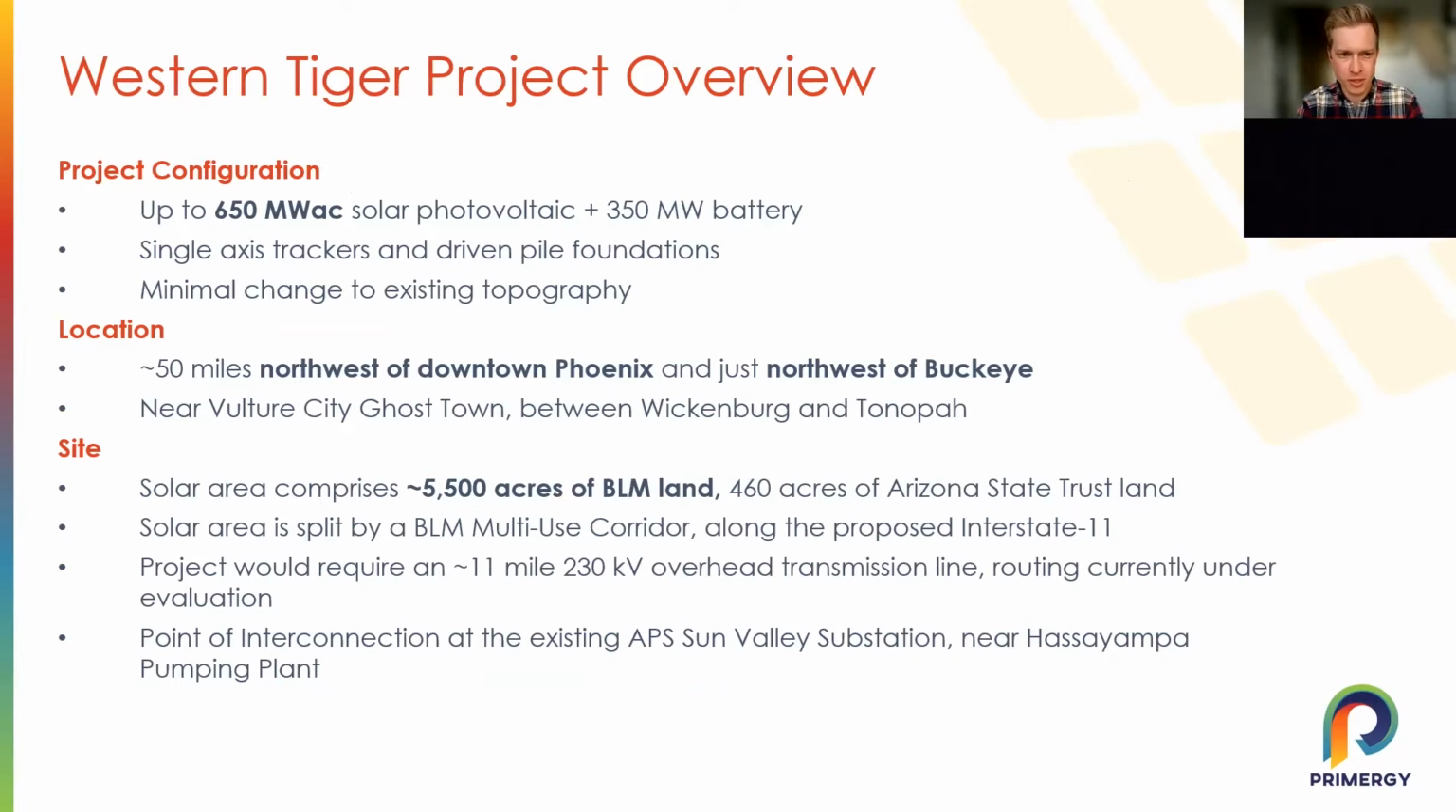The project configuration is an up to 650 megawatt AC solar photovoltaic plant, coupled with a 350 megawatt battery. This will be a fairly typical solar photovoltaic installation, single axis tracking. So it'll track the sun from the east to the west throughout the course of the day. It'll have driven pile foundations. This is in my mind, sort of the typical type of solar installation you have probably seen.